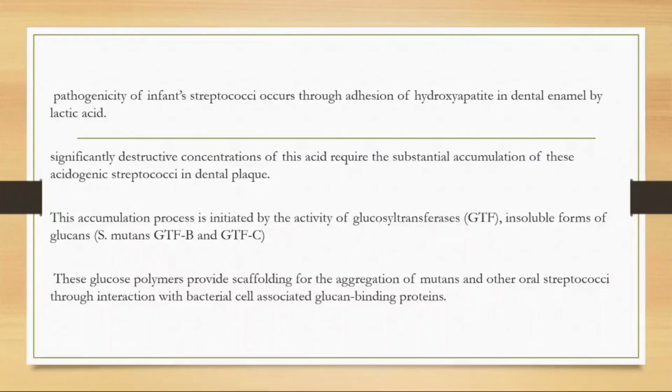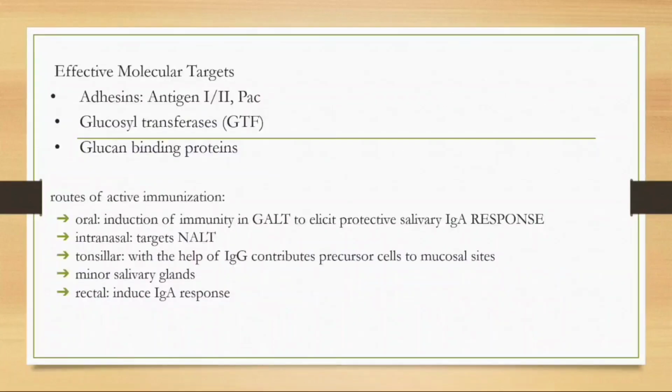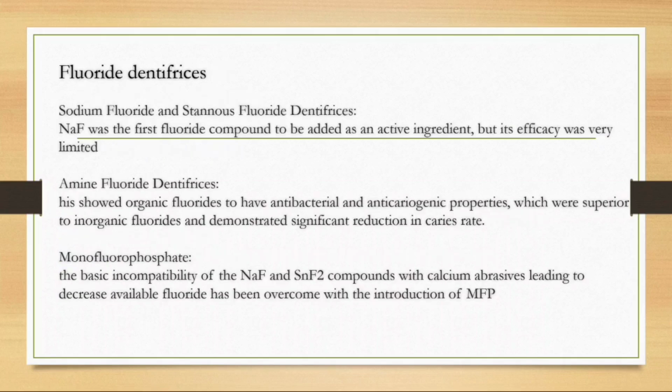So these glucose polymers provide scaffolding for the aggregation of mutans and other oral streptococci through interaction with bacterial cell associated glucan binding proteins. So these are the vaccine targets, such as adhesin antigen 1 and 2, glucosyltransferase, glucan binding proteins. All these can be kept as a target. Active immunization can be done through oral, intranasal, tonsillar, rectal routes, using minor salivary glands. So all these routes can be used.